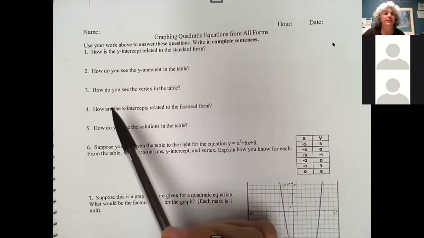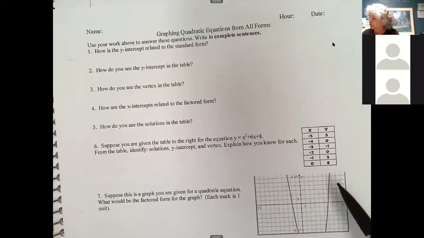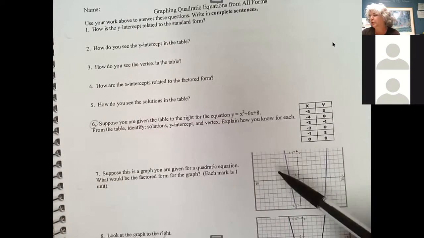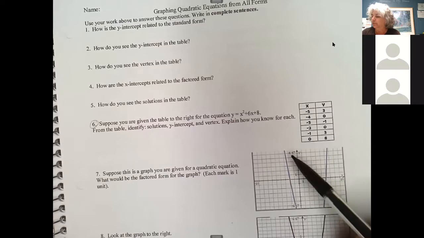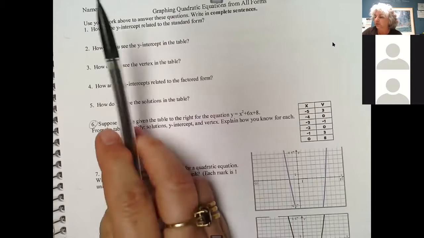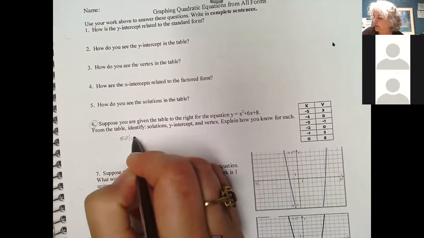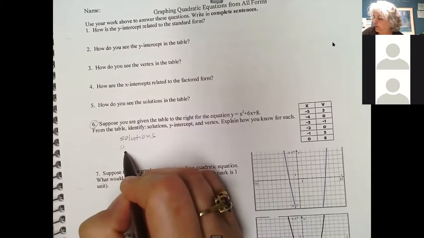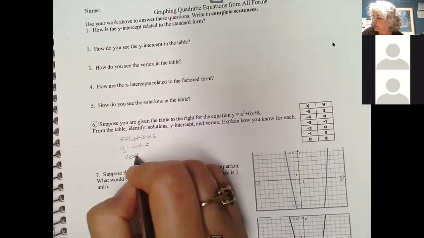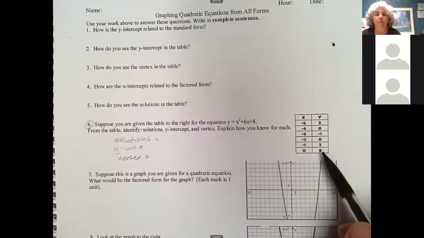I'm going to leave you to answer these 6 questions that you can, because it's referring to the table, and you know, that's pretty straightforward. I do want to go down here to number, let's take a look at number 6. So suppose you're given the table to the right for this equation. From the table, identify the solutions, the y-intercept, and the vertex. So this is kind of addressing these first 5 questions, but we're going to go to this number 6. So the solutions, let's write this down. And we also want to find the y-intercept, and we want to find the vertex. So let's see if we can do that in here by just looking at the table. We don't even have to look at the graph.